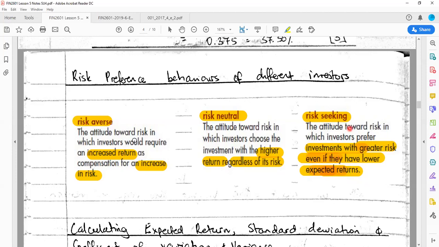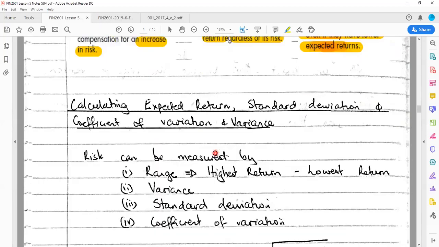So you need to know these 3 definitions. Risk-averse, you require an increase in return when risk increases. Risk-seeking, you just constantly seek out risk, even if that means a lower expected return. And then risk-neutral, this means you are indifferent towards risk. You will seek investments with higher return, irregardless of what the risk might be. Okay, so make sure you know those definitions.